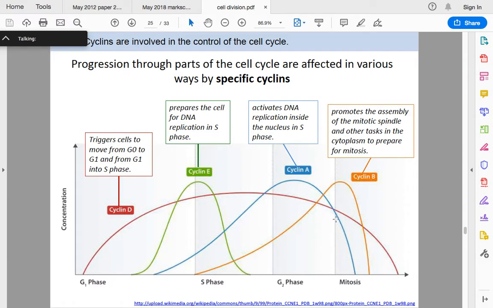Cyclin A activates DNA replication inside the nucleus in S phase. And cyclin B, that is the last one, promotes the assembly of the mitotic spindle and other tasks in the cytoplasm to prepare for mitosis. So depending on the concentration of the 4 different cyclins, interphase and mitosis are going to occur and are going to trigger cell division.